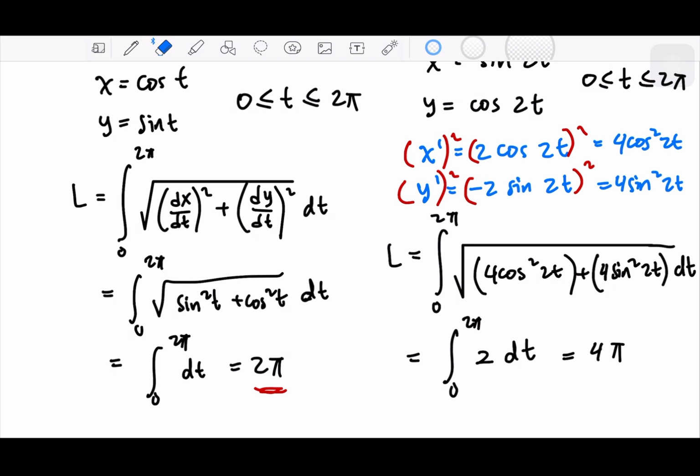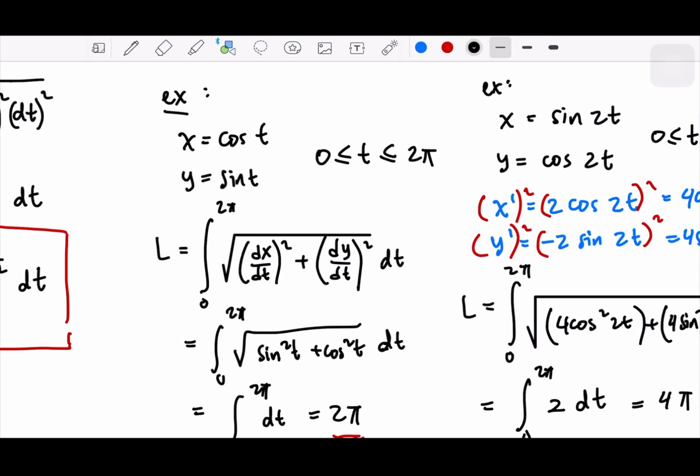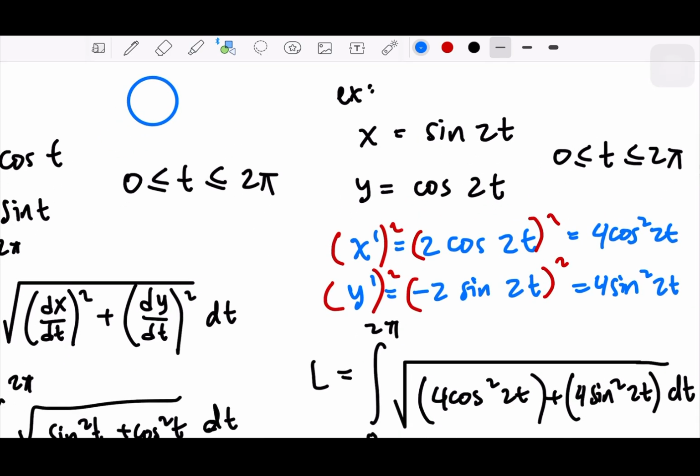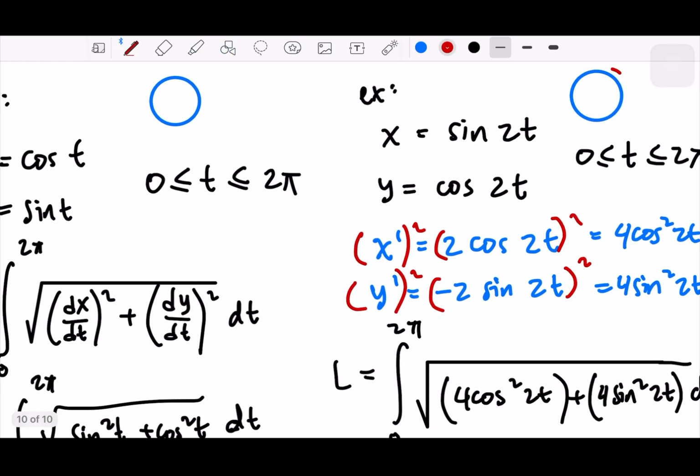remember that on Monday's class, the first one is just a circle. This is also a circle. But we are moving twice, right? So after we get 2 pi, we move one more time, so 4 pi. So that's why we get 4 pi.